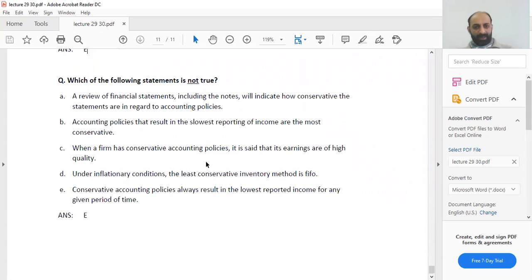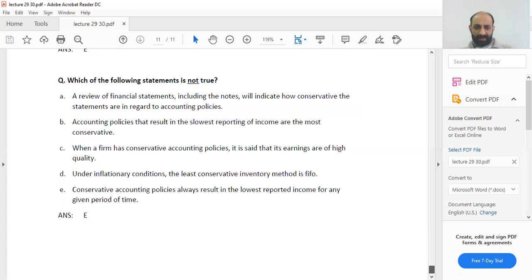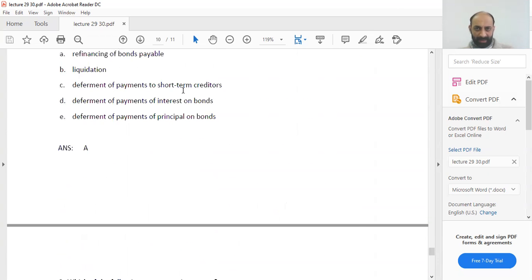Which of the following statements is not true? A review of financial statements, including the notes, will indicate how conservative these statements are in regard to accounting policies. So this is true. When we look at the next one, it says conservative accounting policies always result in the lowest reported income for any given period of time. This is false. So these are the questions that relate to expanded analysis, and this is the end of lecture number 30.